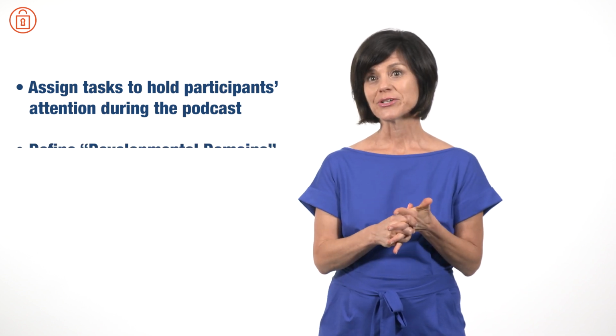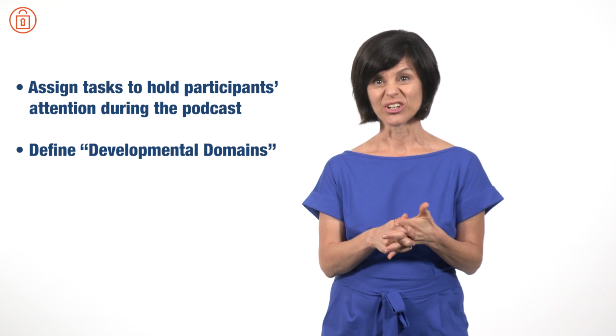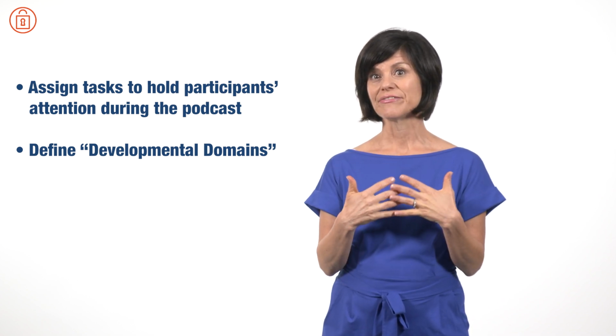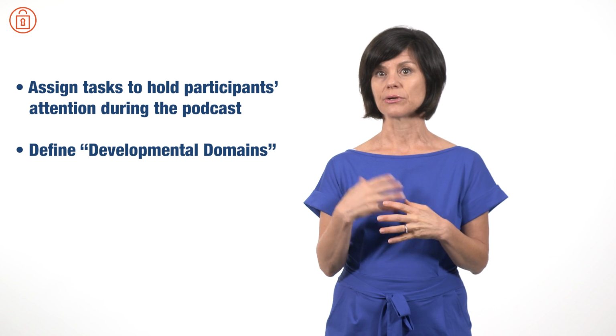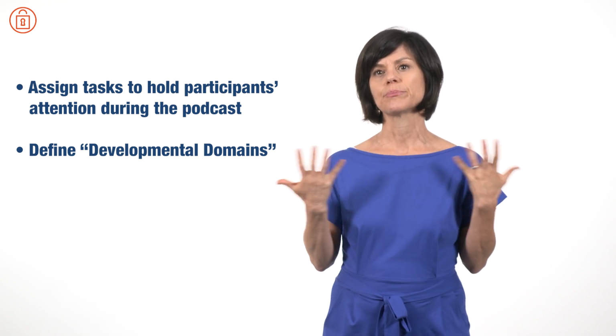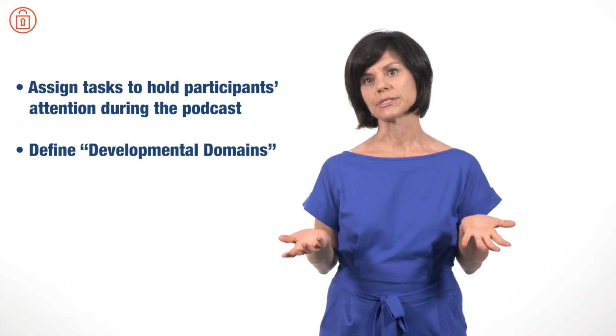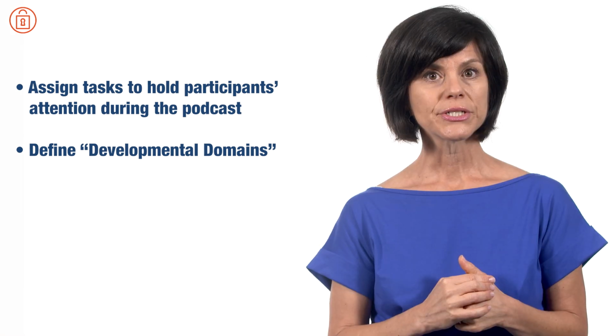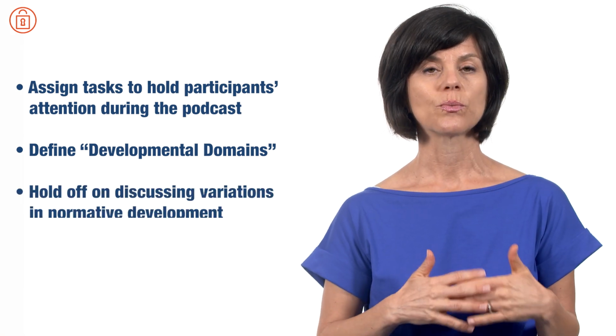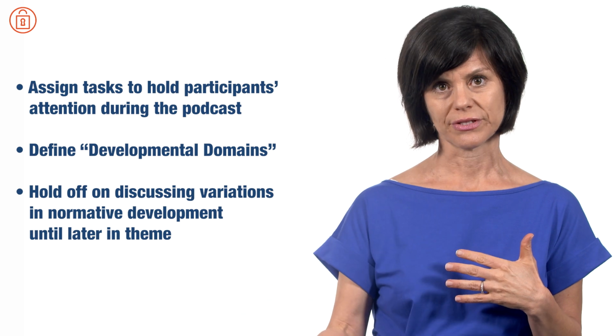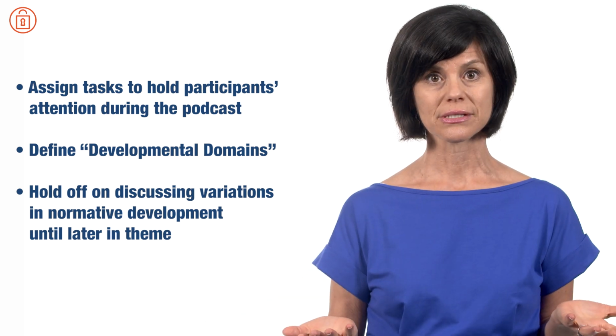First, we need to make sure that our participants understand the term. It's an area of development, like social development or emotional development. And so use examples to really make this come alive if people don't seem like they're getting it. All children develop at their own pace, and so we want to reinforce that normative development has variations.